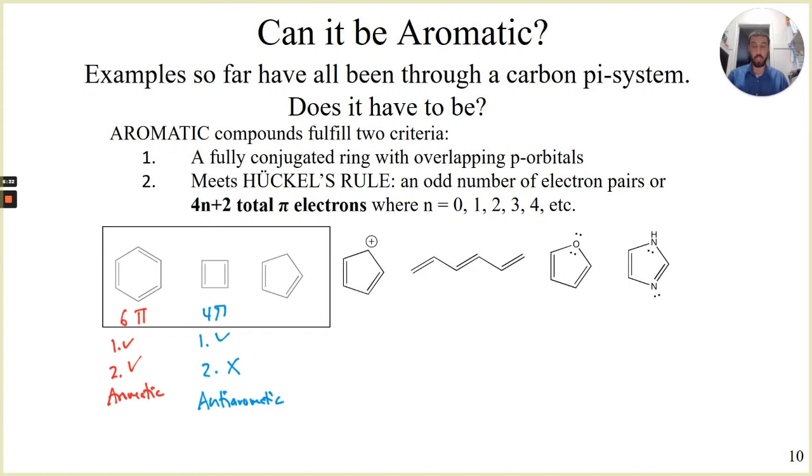And then that last one, rule 1, it's cyclic, right? P orbitals. The hybridization of that carbon is sp3. There is no p orbital. Rule 1 is invalidated, which makes this one non-aromatic.